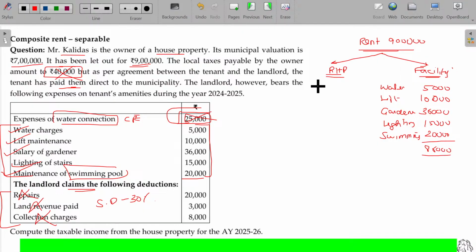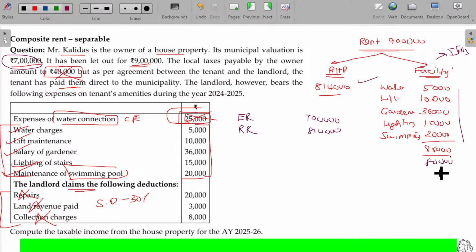Balance will be for the rental, meaning house property rental, 8 lakhs 14,000. Now come on, calculate. Expected rent being municipal value 7 lakhs, and rent received being 8 lakhs 14,000 only. The 86,000 will fall under income from other sources. If he spends 80,000 rupees for provision of these services, the remaining 6,000 will be considered as income from other sources.